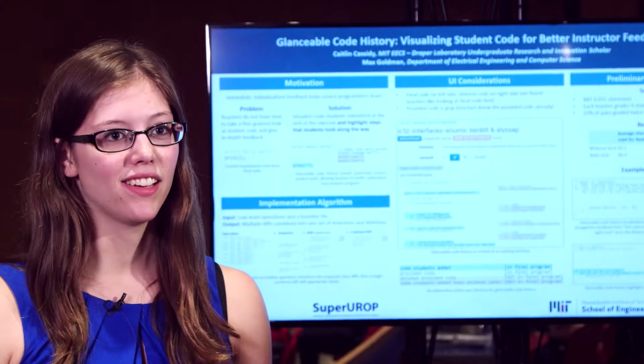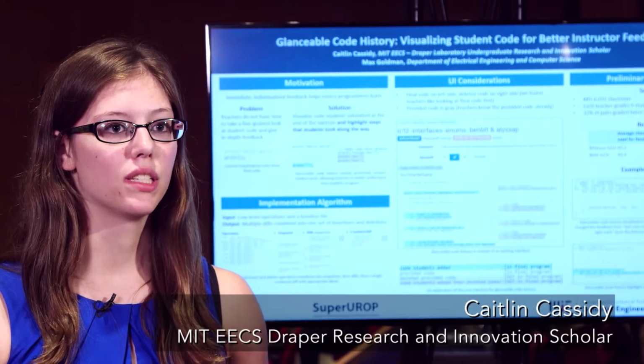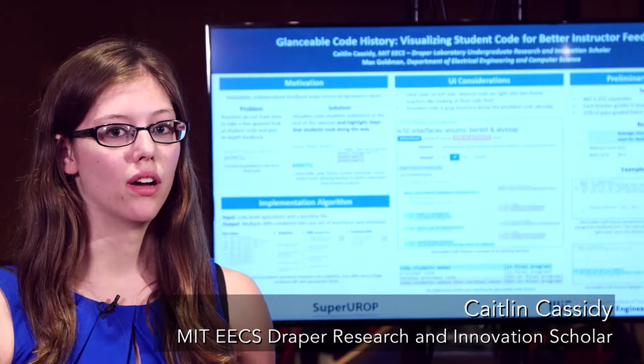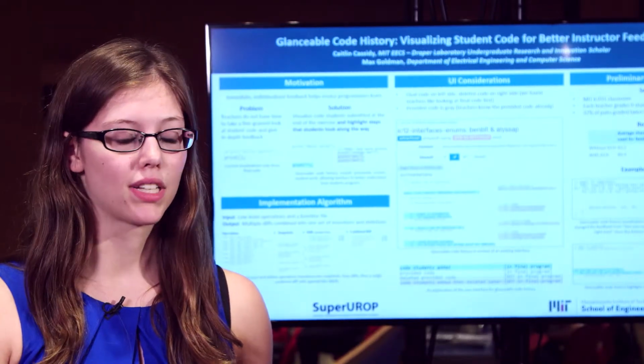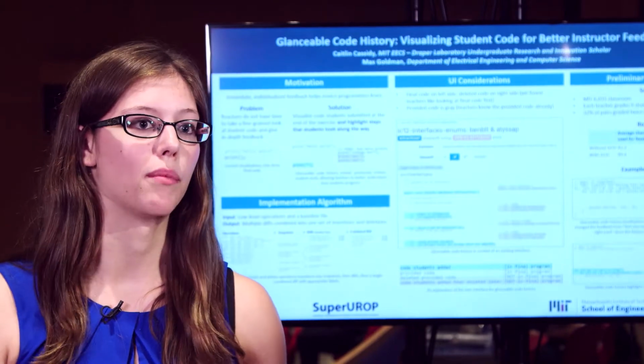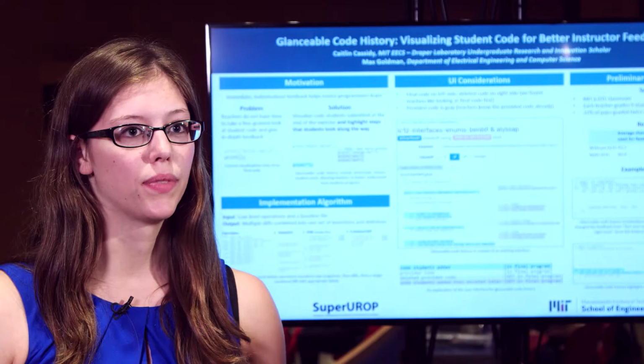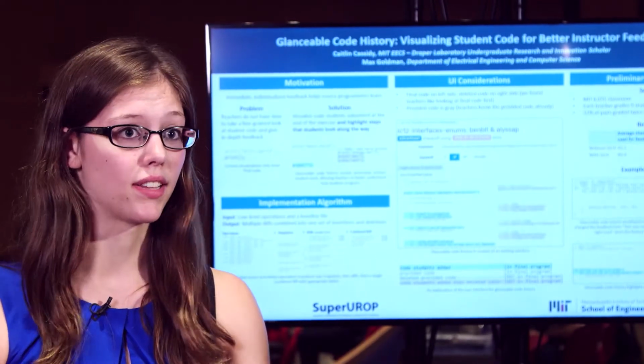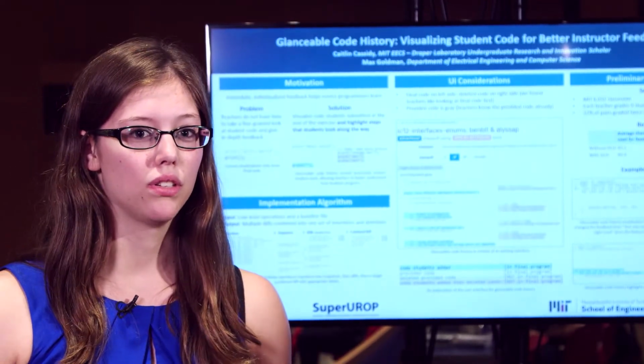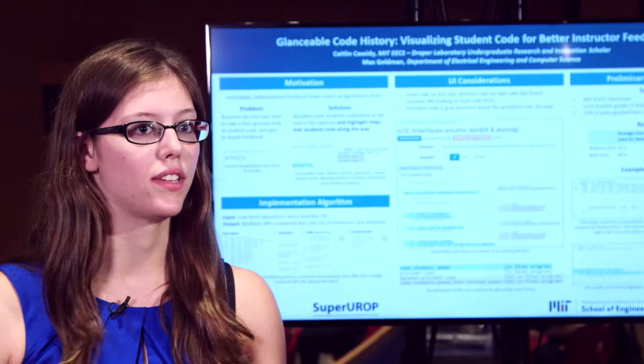My name is Caitlin Cassidy, and my SuperUROP project is about helping teachers give better feedback on students' code. So let's take a class at MIT that's teaching students how to program in Java. Teachers already do a great job of giving students feedback, so they look at every student's code and give them personalized feedback, and they also give students feedback immediately, so that day or the day after.